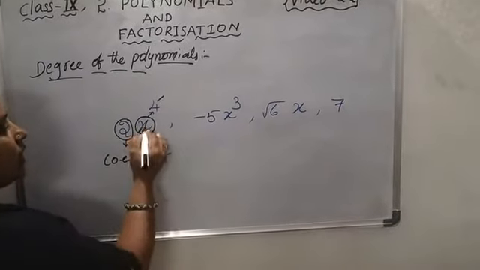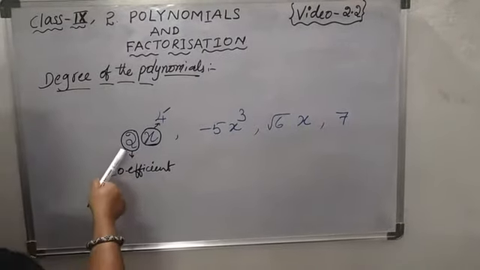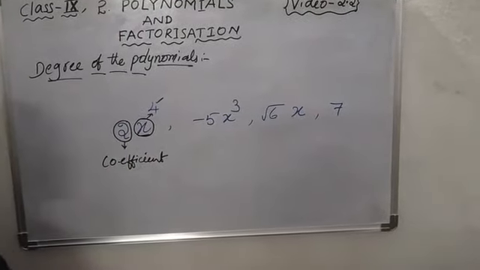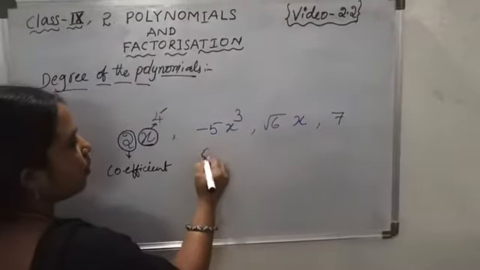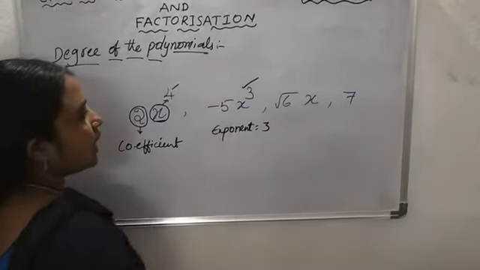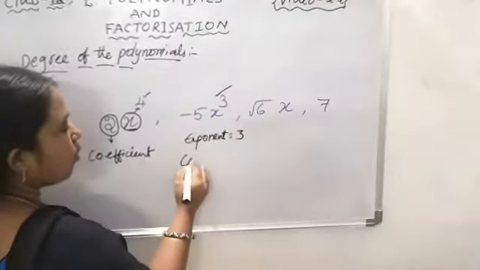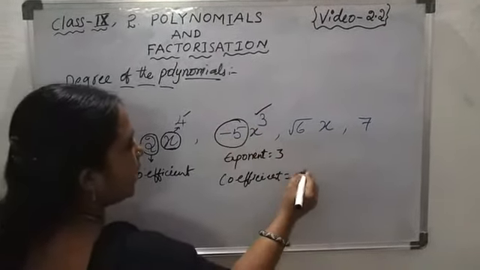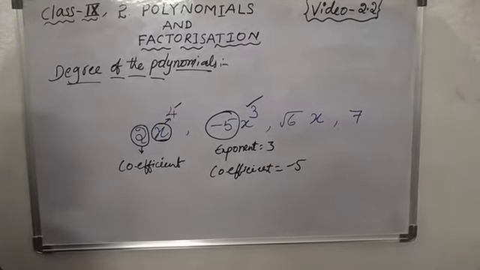These numbers are called the coefficient. Here, in 2x to the power of 4, which is the coefficient? 2 is the coefficient. What is the exponent here? 4 is the exponent. And the second example, minus 5x to the power of 3. Here the exponent is 3, and the exponent is always the power of the given variable. And what is the coefficient? The coefficient is minus 5. The coefficient may be a positive number or a negative number, whatever.